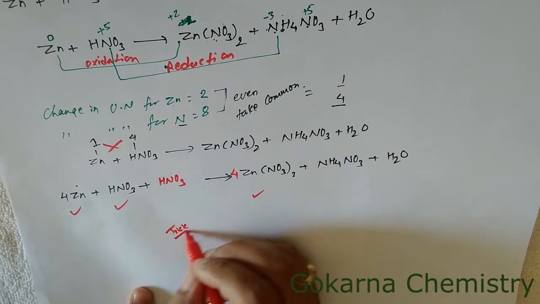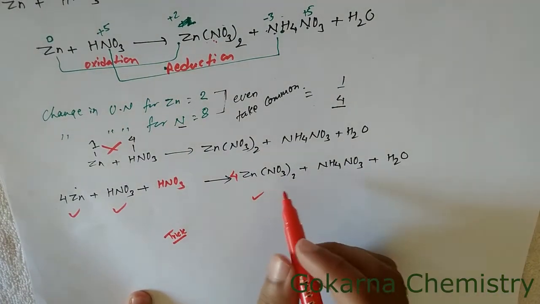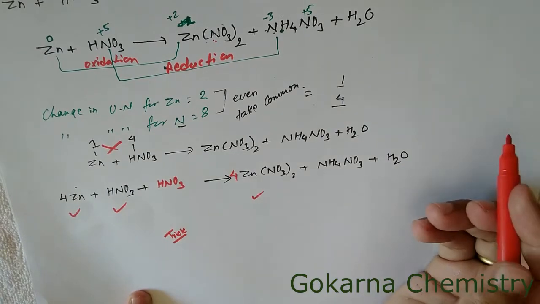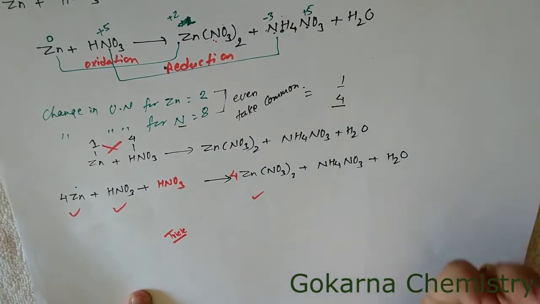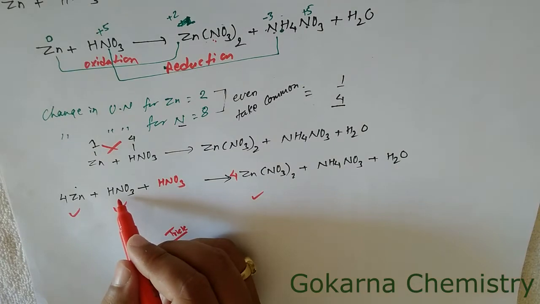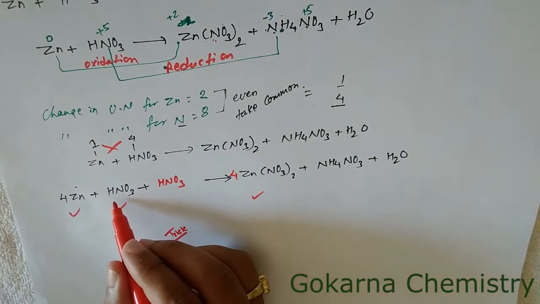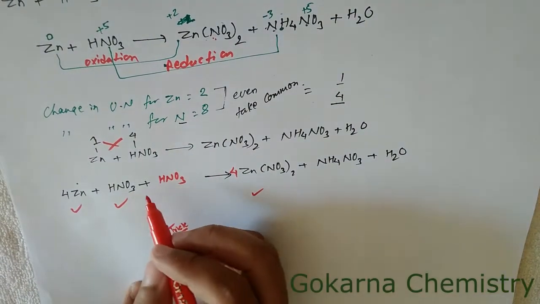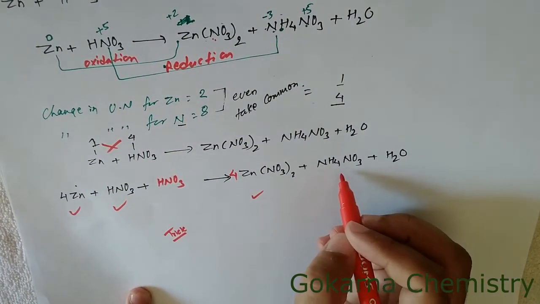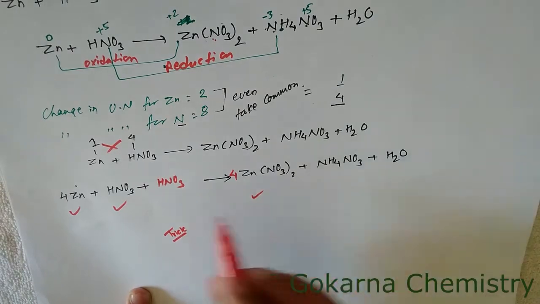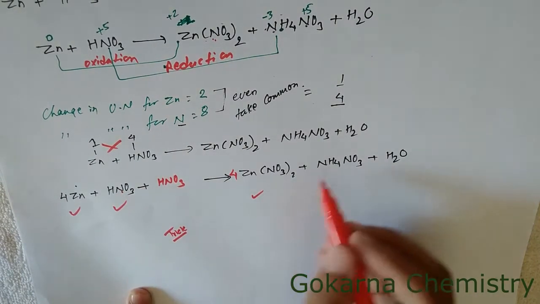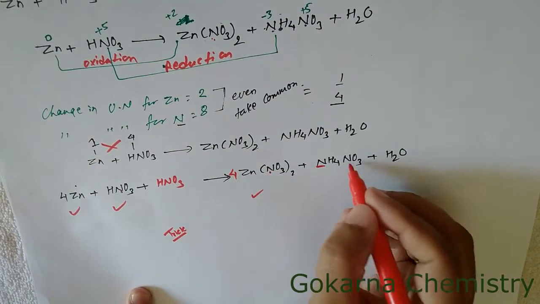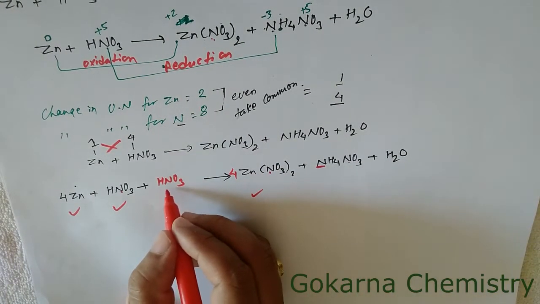What is the trick? If 2 or more atoms are present which are oxidized or reduced, then at that reactant, we count how many times it is present in the product. It means this nitrogen balances only this nitrogen. To balance this nitrogen and this nitrogen, we are adding this HNO3 here.